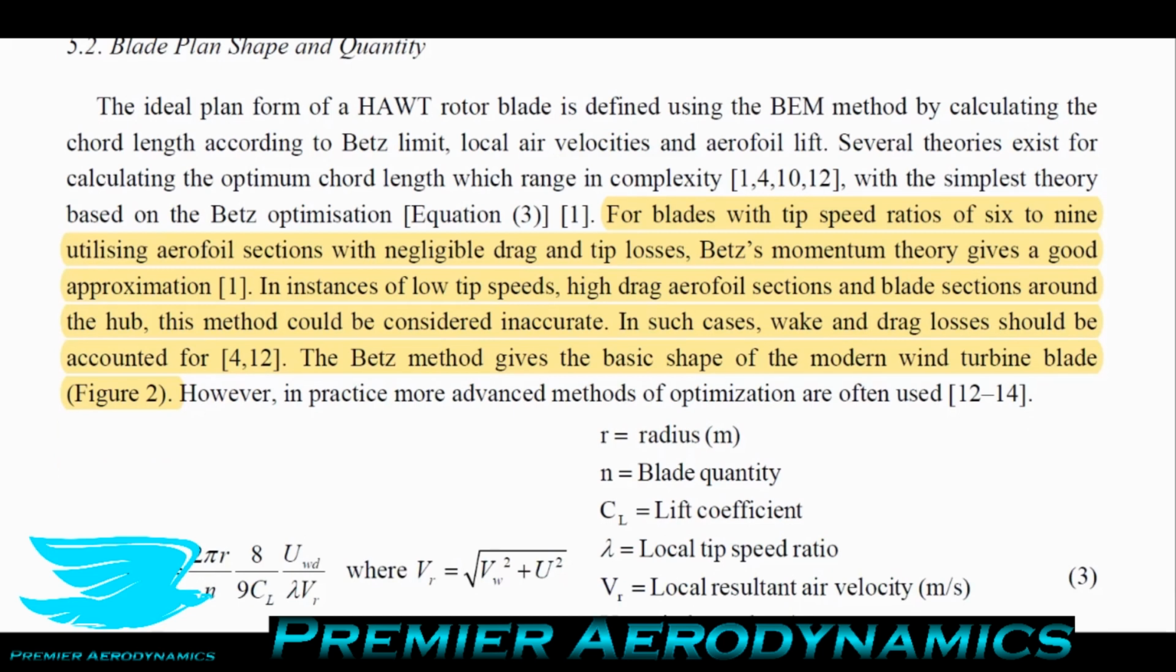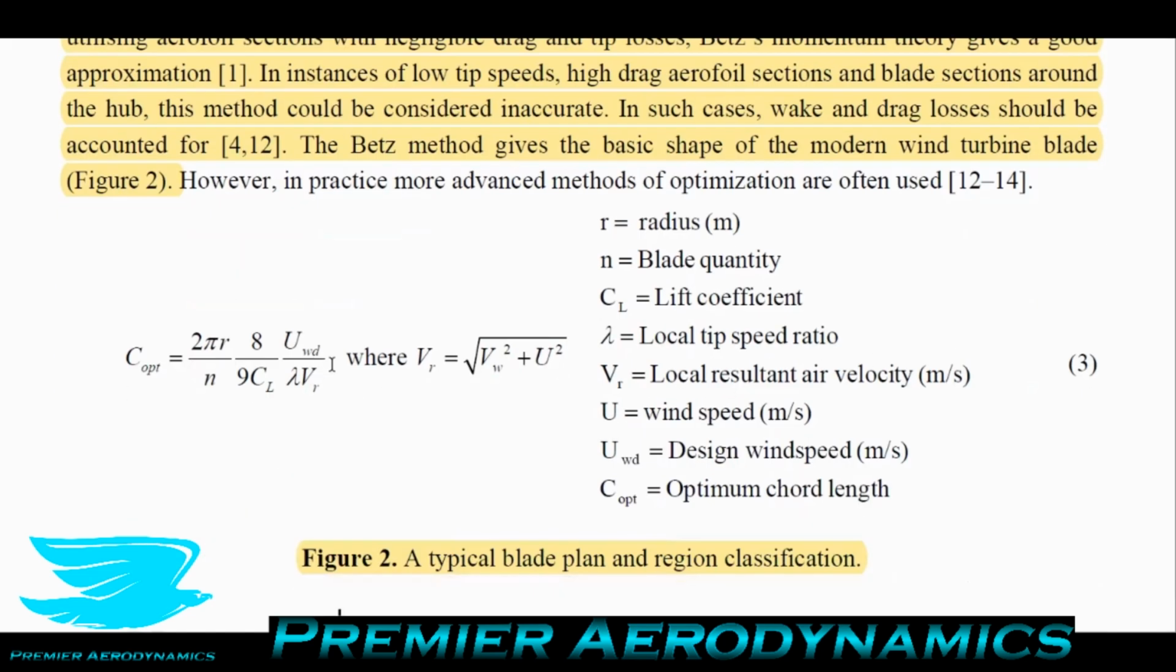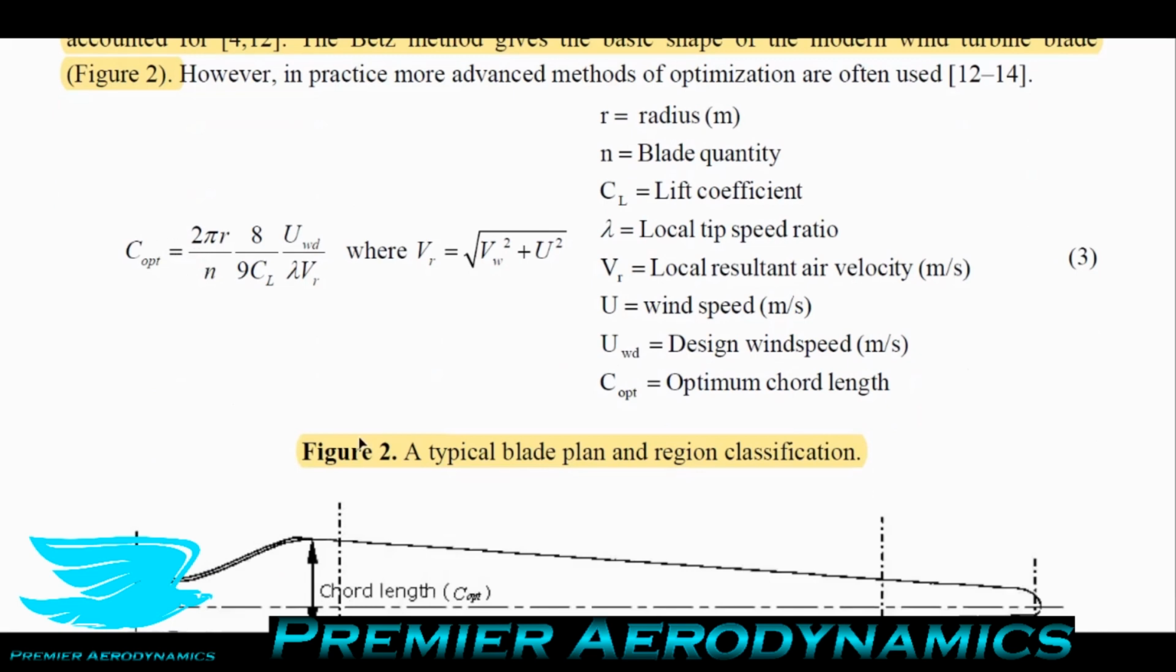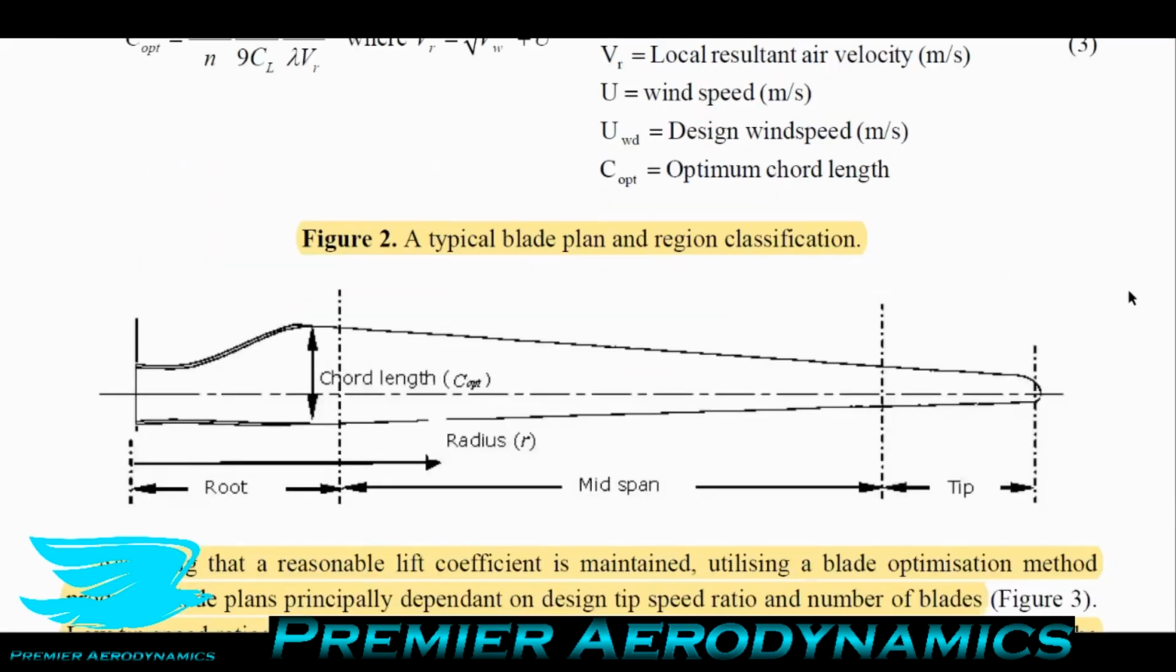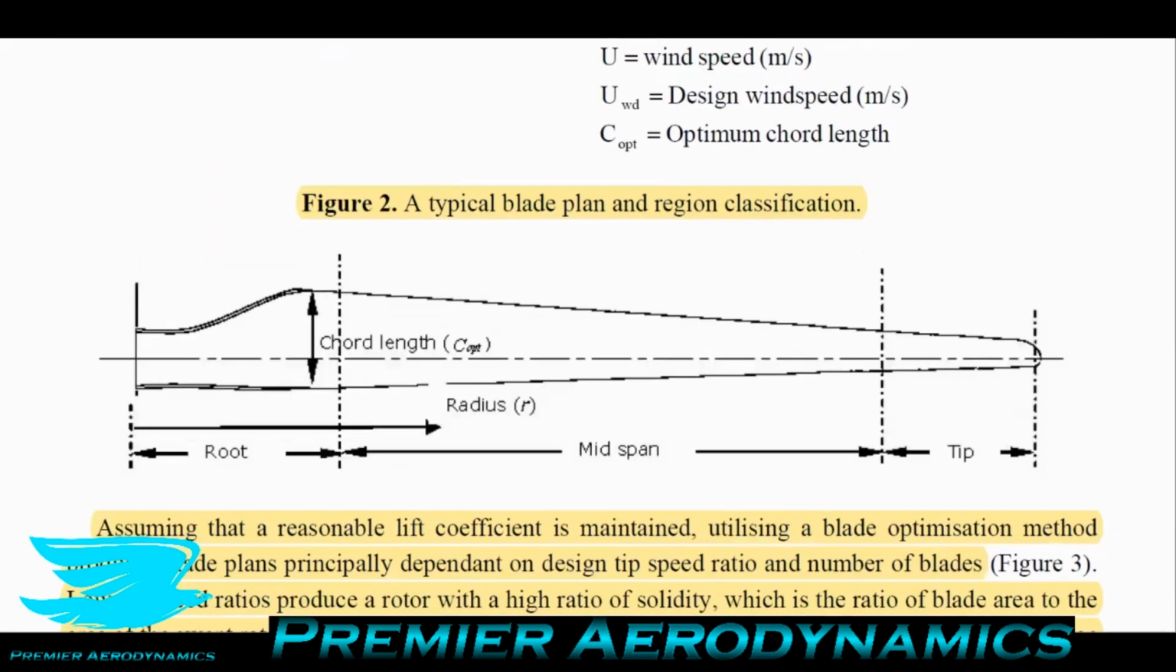And they say the Betz method gives the basic shape of the modern wind turbine blade. So that's quite nice. And there's a very simple equation here. I'm not going to go through it. If you want to look at it, you can look at this paper. It's very simple. And in figure 2, they have a typical blade plane and regional classification.